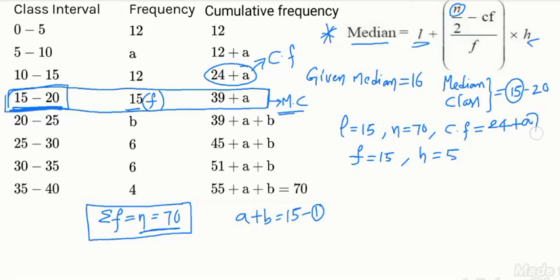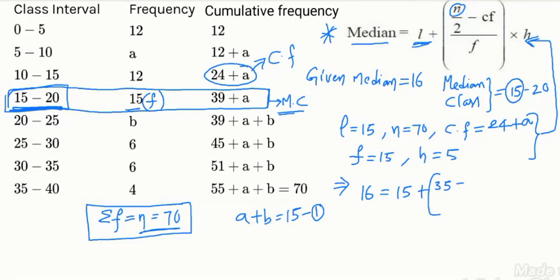So all these values put in this formula so that you will get the A value. Let's apply all the values in this above formula. Median is given as 16, so 16 is equal to L. L means 15 plus N by 2. N is 70, 70 by 2 means 35, minus CF.